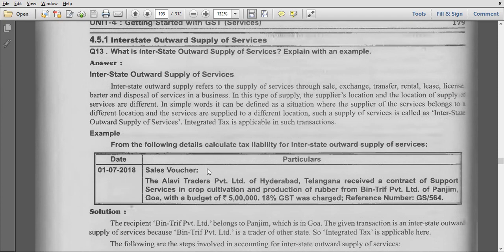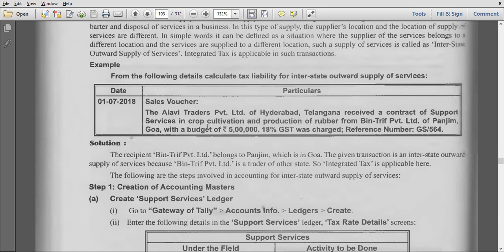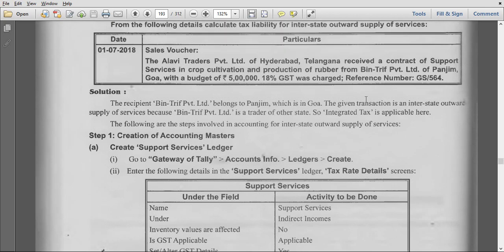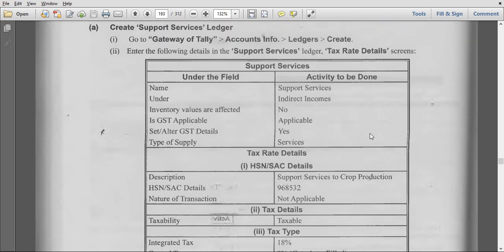So Alvi Traders Private Limited, Hyderabad, Telangana received a contract of support services in crop cultivation and production of rubber from Bintriff Private Limited of Panjim, Goa. So here what are the services? Crop cultivation is the ledger we have to create as an indirect income, and so he will be the sundry debtor, Bintriff Private Limited.